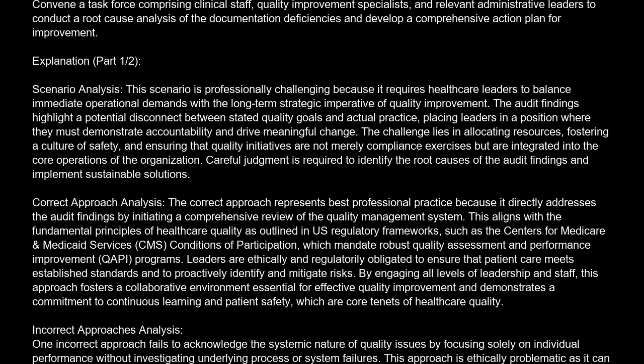Convene a task force comprising clinical staff, quality improvement specialists, and relevant administrative leaders to conduct a root cause analysis of the documentation deficiencies and develop a comprehensive action plan for improvement.